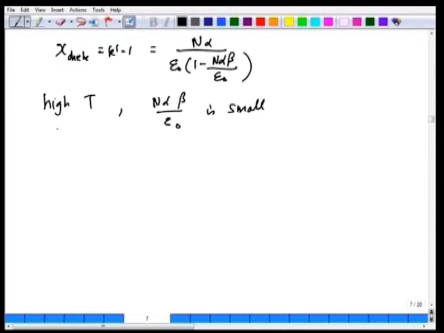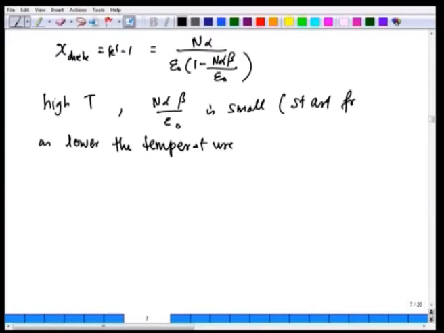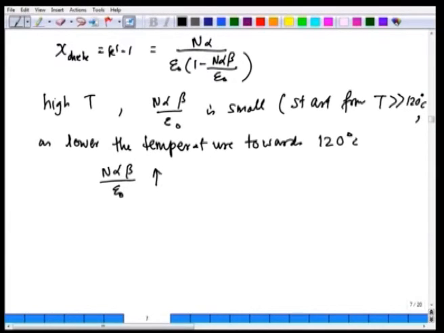But as you lower the temperature, and I am saying start from T much greater than 120 degrees centigrade and head towards 120 degrees centigrade, what happens? Your alpha is going to increase, and this term is going to increase. So n alpha beta by epsilon naught is going to increase.